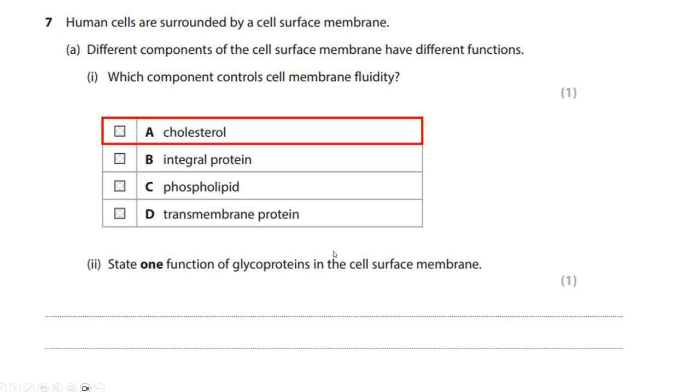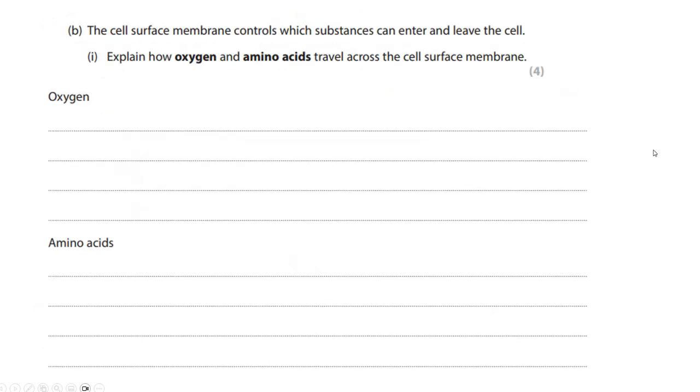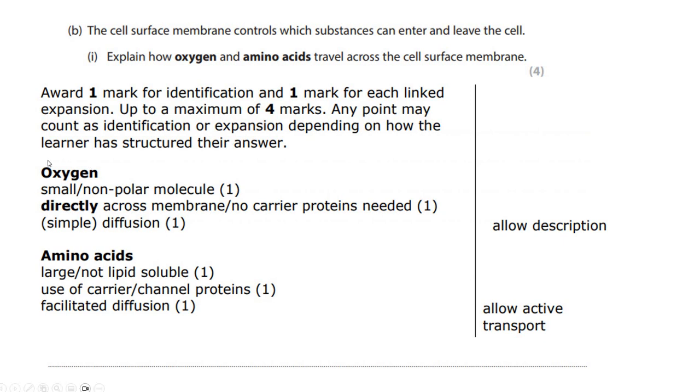State one function of glycoproteins in the cell surface membrane: cell signalling or cell recognition. The cell surface membrane controls which substances can enter and leave the cell. Explain how oxygen and amino acids travel across the cell surface membrane. So oxygen is a small, non-polar molecule, and therefore it will travel directly across the membrane. You don't need carrier proteins by simple diffusion.